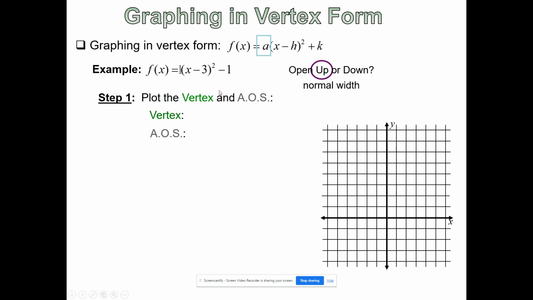Okay, so first what we'll do is we'll plot the vertex. Really easy. Remember, opposite of h comma k. So positive 3 comma negative 1. And then the AOS, remember the AOS is right in the middle. So there's 3 comma negative 1. The vertex is right in the middle as well. So the AOS is going to go right through this. Okay, so the AOS is always the x value of the vertex. So it's x equals 3 right there.